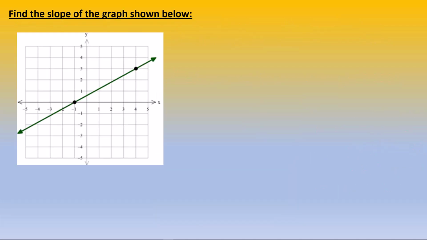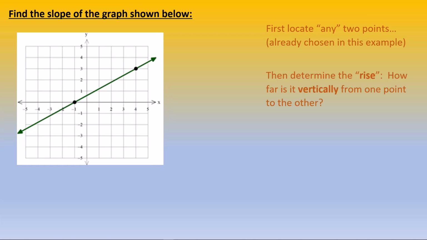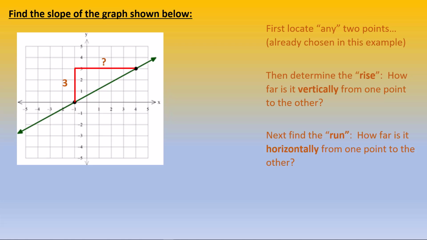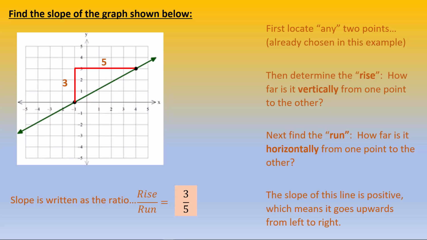Let's find the slope of the graph shown below. First, you locate any 2 points. We've already chosen 2 in this example. Then you determine the rise. How far is it vertically from one point to the other? Well, it is 3. Next, we find the run. How far is it horizontally from one point to the other? Well, in counting this, we get 5. Slope is written as the ratio rise over run, and in this case, 3/5. The slope of this line is positive, which means it goes upwards from left to right.